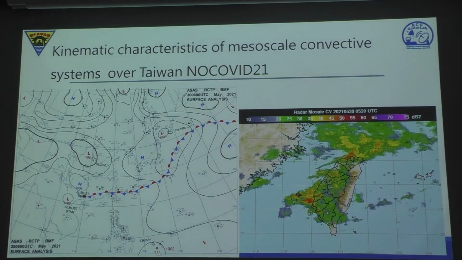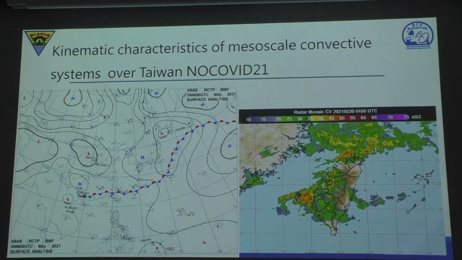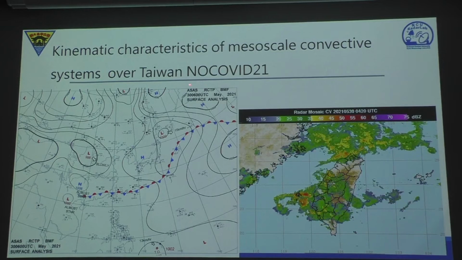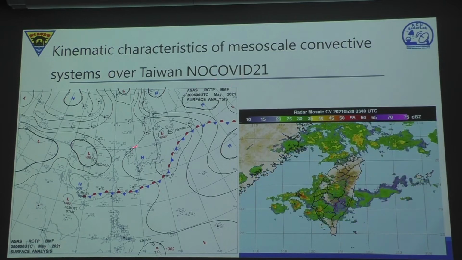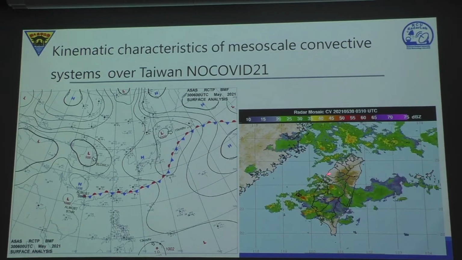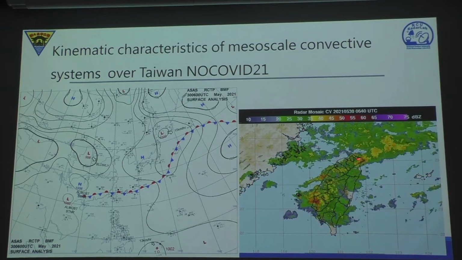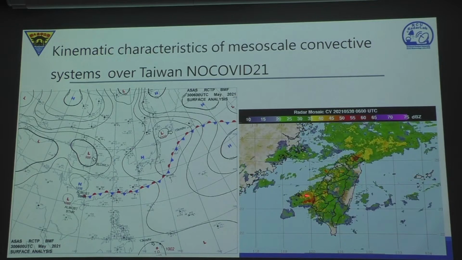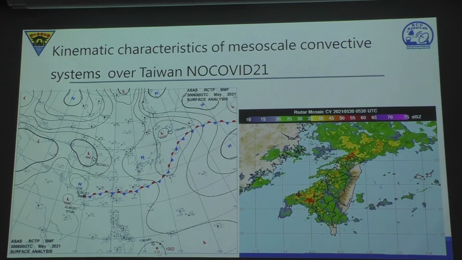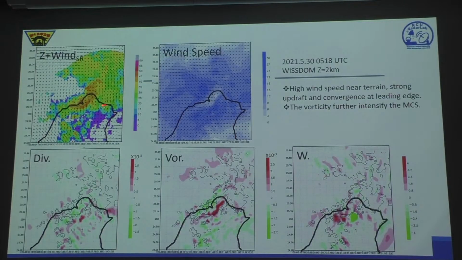Now for the case study of the mesoscale convective system, this is a case from SoWMEX, 2021. This is a very typical Meiyu case. You can see lots of strong back-building line echoes pass over northern Taiwan, and so is southern Taiwan. We focus on one of the cases in northern Taiwan because we have additional sounding data, so we can have a better thermodynamic retrieval product.